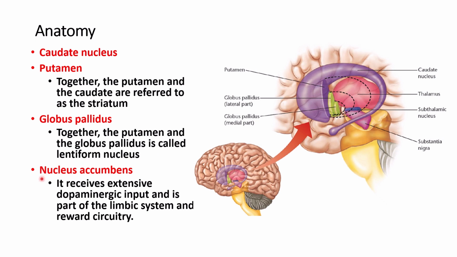The nucleus accumbens is located in the ventral part of the striatum. It contains a lot of dopaminergic neurons, and that's why it's part of the limbic system and the reward circuitry, and it is connected with other parts of the basal ganglia and also with the frontal lobe.